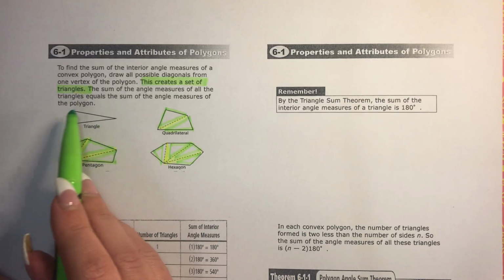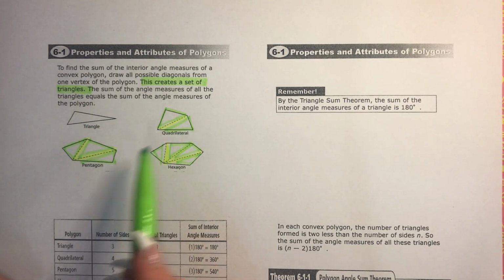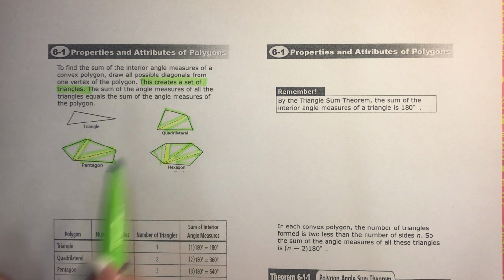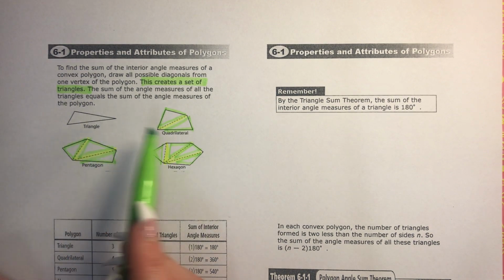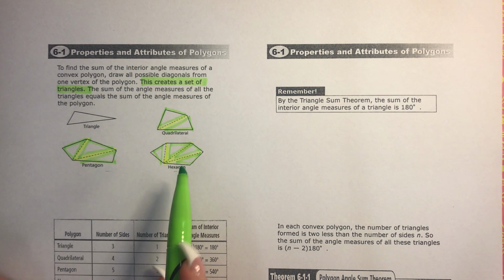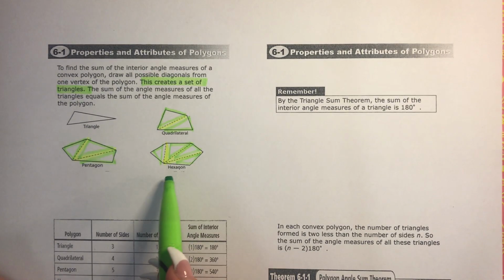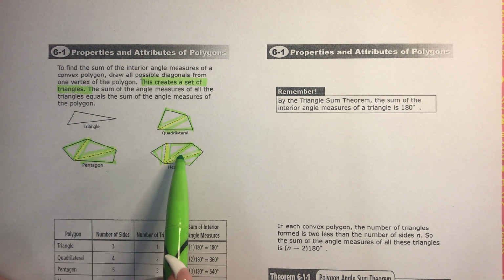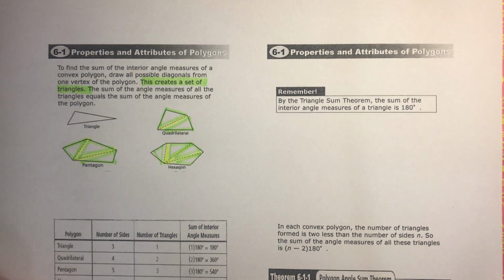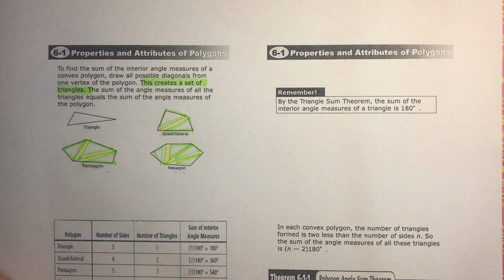Isn't that interesting? We have one triangle here, and then we have 2, and then we have 3, and then we have 4. This was a triangle, quadrilateral, pentagon, hexagon. How many triangles do you think there will be with a heptagon, right? That has 7 sides. If it was 1, 2, 3, 4, it's probably going to be 5, I bet you. Seems like there's a pattern emerging.